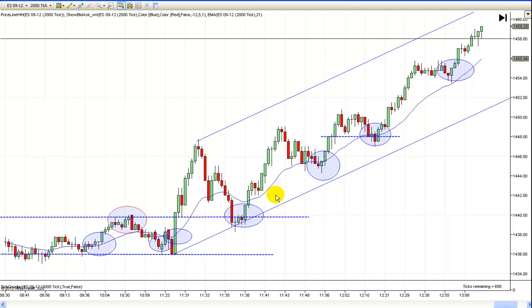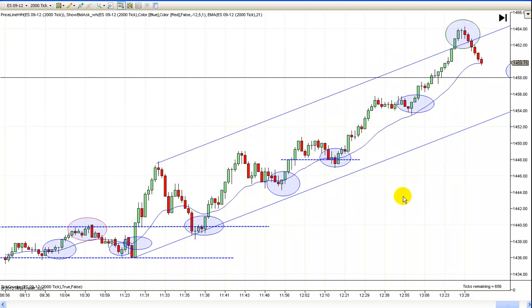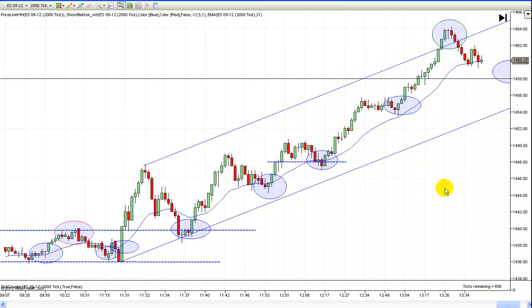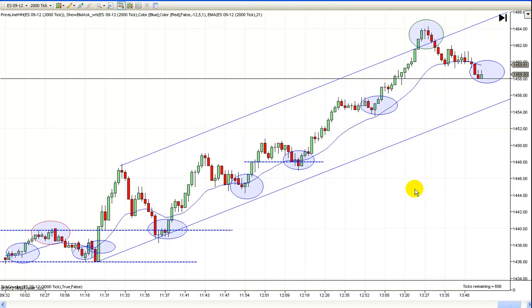And notice where they all set up again, right at the EMA. And every time your runners were safe, so it was easy money on your runners. And these are the kind of days you want to get your runners going, and you want to hold on to them as long as you can.